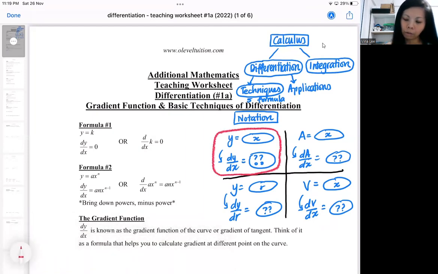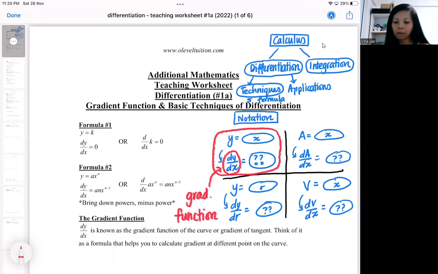To start with, we are going to focus on the function of y and x, and we are creating this dy dx. The dy dx that you're going to create using the 5 formulas will be known as a gradient function. So we are going to create a gradient function. Sometimes we also call it gradient formula. There are a lot of names for dy dx.